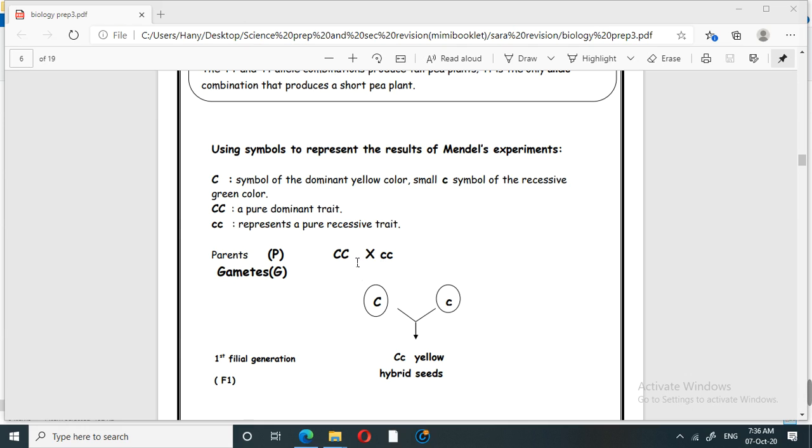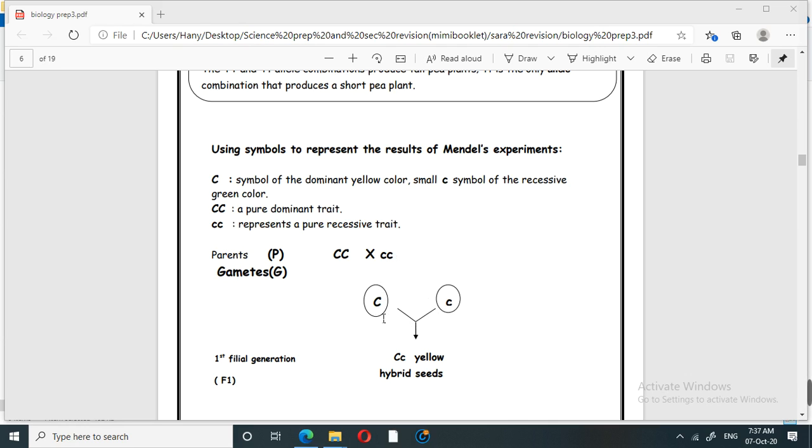So C capital, we have to divide it into C capital and C capital individually, or separate the C capital from the other C capital. And because all of them will be C capital, we will take one of them only. C small also, we will take C small only because all the ovum will produce genes containing C small. After that, the pollen grain will transfer to the ovum to make a fertilization.